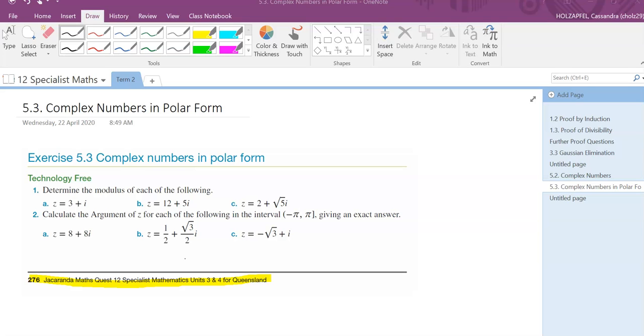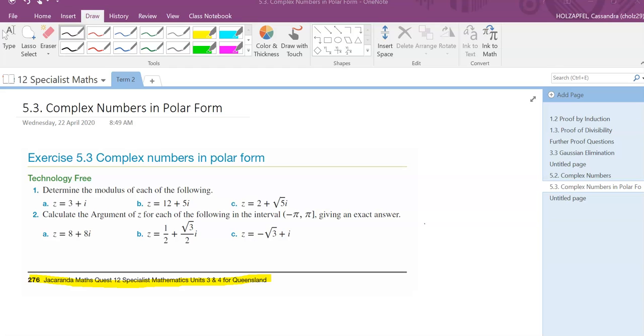So what I'm going to do is a couple of simple examples, and then I did have a specific question about question 19b. So I might do two parts to this video. I'll start off with the real basic stuff, and then we'll move on and look at the more difficult questions in a sec. All right, so starting off, determine the modulus of each of the following.